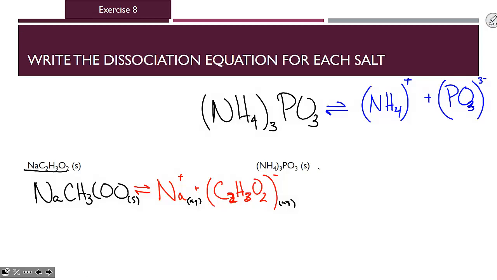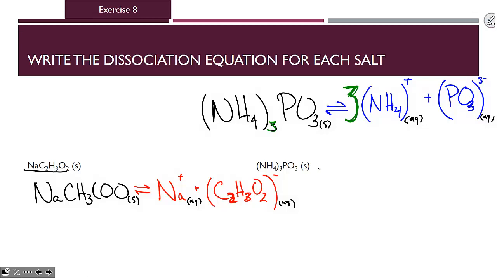We could say, we started with a solid, we ended up with something aqueous, but this problem's also missing something else. It took 3 ammoniums to cancel the 1 phosphite. So we need to make note of that when this breaks up, you would end up with 3 ammonium ions in solution.